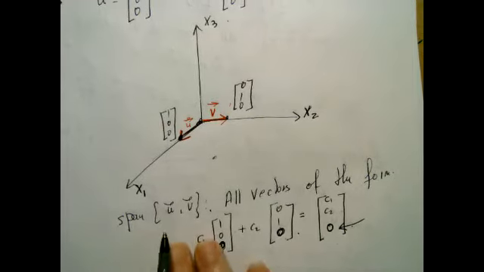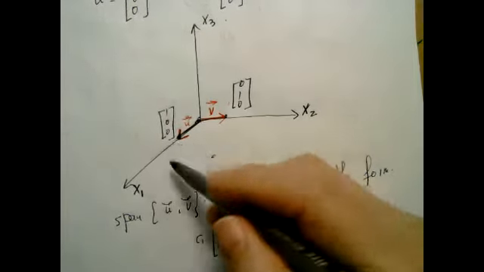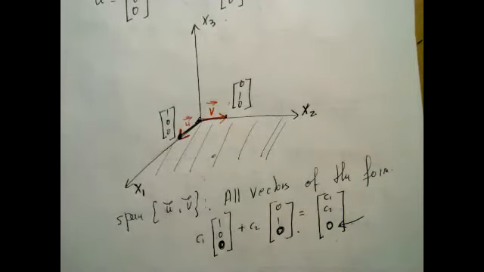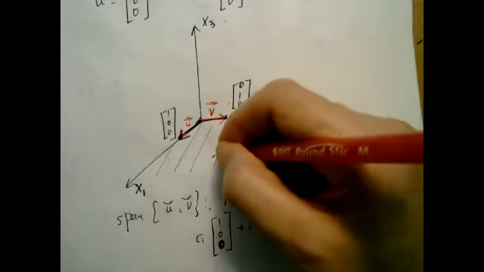So what is the span geometrically? It means every vector which is in the x1, x2 plane. So it's a plane in R3. In this particular case, it is the x1, x2 plane. It's not R2. It's every vector which is in this plane.